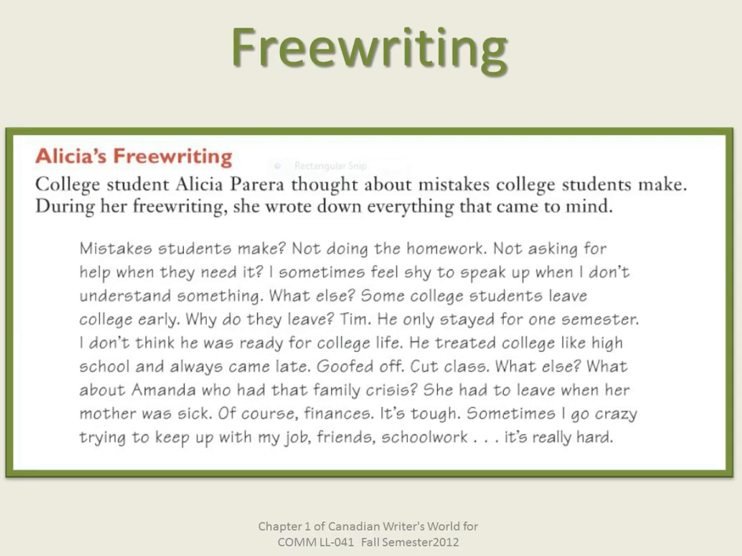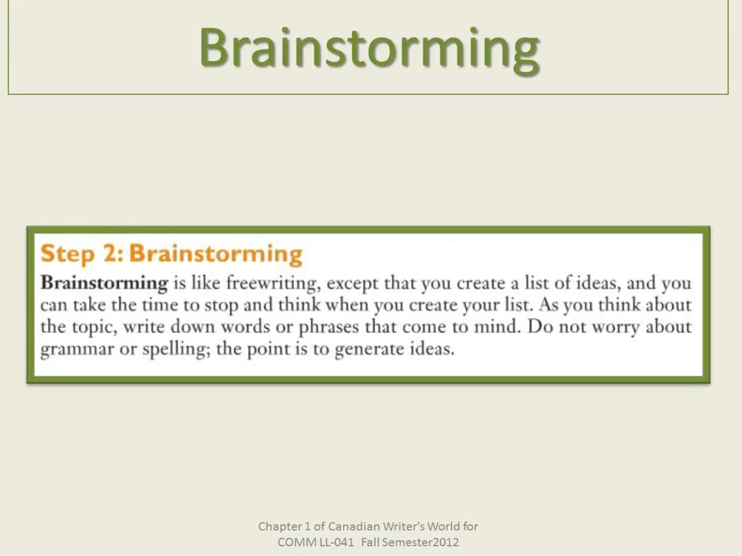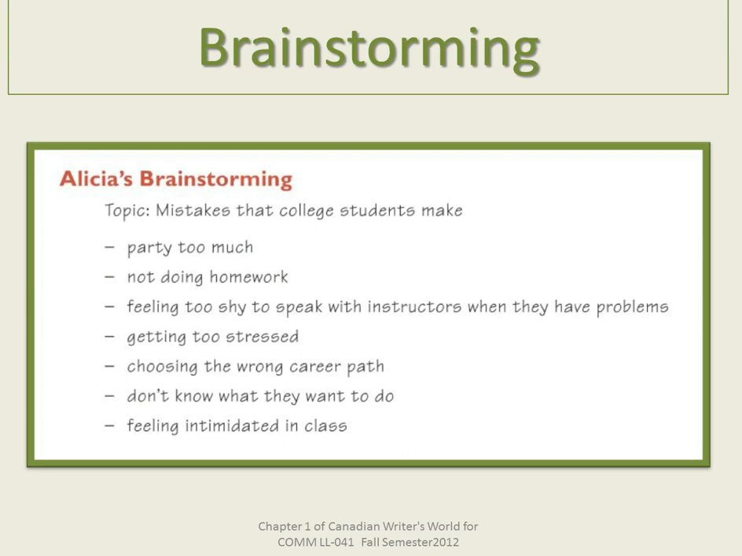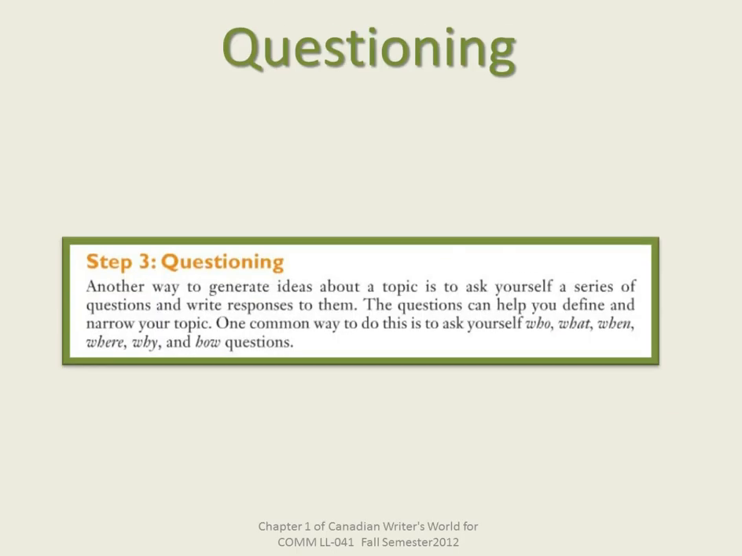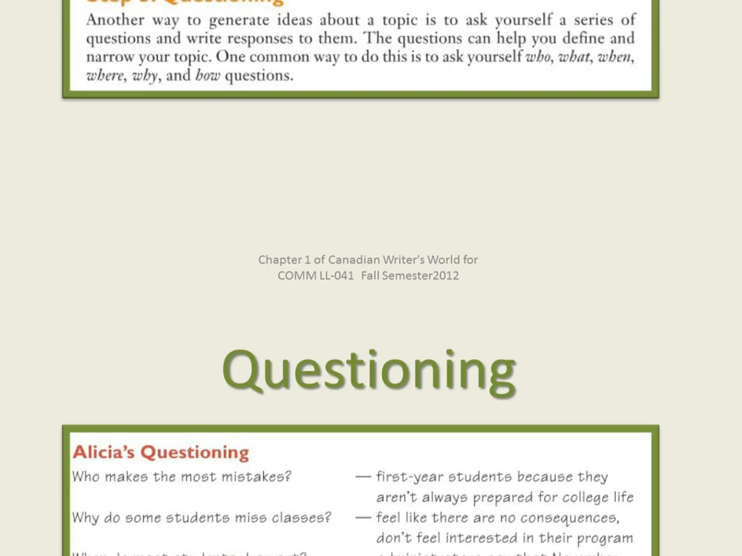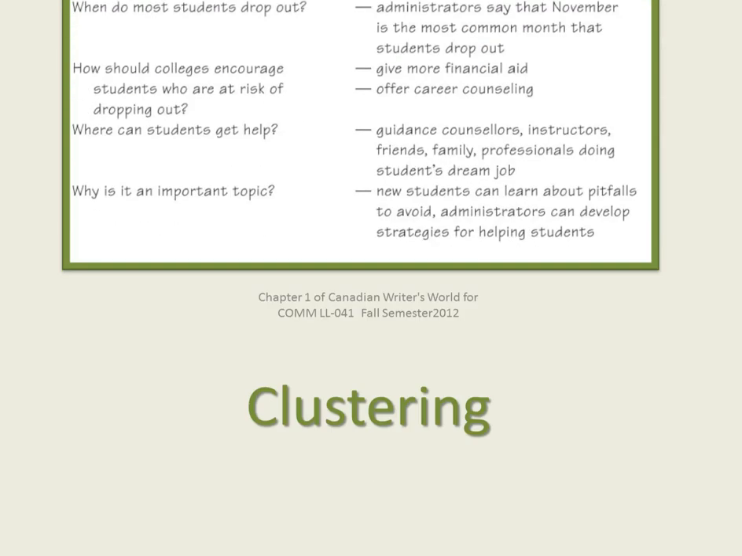And they use a student named Alicia, and they look at how Alicia can generate ideas for an essay she has to write about the mistakes many college students make. And they show us Alicia's free writing. Then they show us how Alicia does brainstorming on the same topic, making a list. And then the textbook explores the idea of questioning, of asking ourselves a series of questions: who, what, when, how, where, and why, in order to generate ideas about a topic.